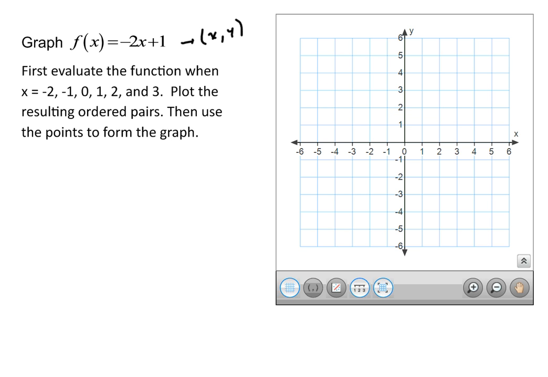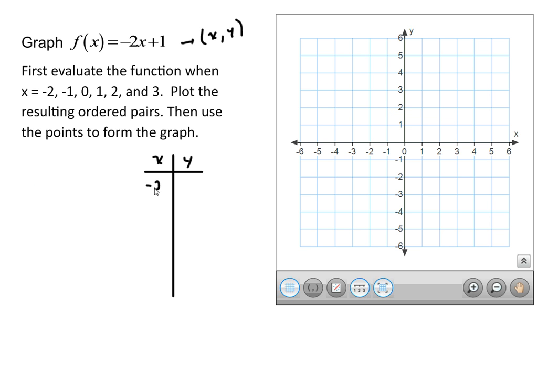We're told we want to evaluate the function when x equals these values, -2, -1, 0, 1, 2, and 3, and then plot the resulting ordered pairs. And let's use these points to form a graph. Right? So what does this mean? Well, okay, we're going to get our values of x, and we're going to get our values for y in this function. So we're going to have to go through and calculate.